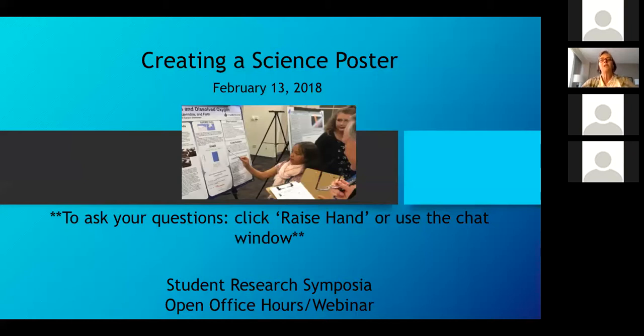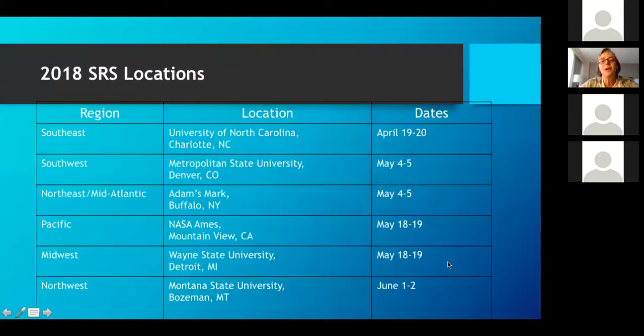So I am Tracy Ostrom, and I will be talking to you today on this webinar. And this webinar is in the spirit of student research symposia that are going to take place around the country. This is a list of our locations this year. We have divided up the U.S. into 6 regions, and you can see there where the different locations are.